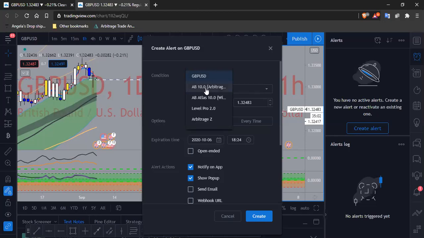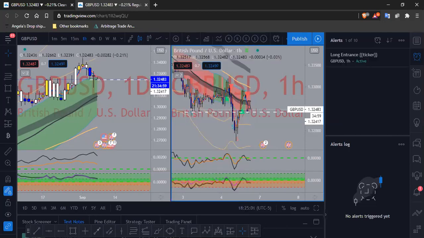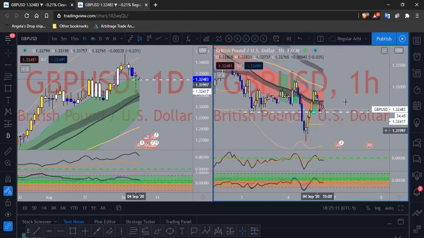GBPUSD, long entrance, and that would give me a better entry. Well, if you're going to take the risky buy right now, then there's that, or you could take the conservative buy with that long entrance. So we'll wait on that and see how the GU plays out. But like I mentioned, I am kind of bullish on it for now.